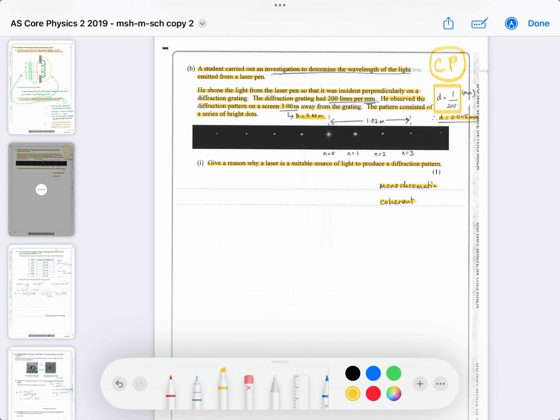So you see the central fringe is n equals 0, and then you've got the bright fringes to each side, and I've drawn them to the right. And they've given us later on in the next question that the distance between n equals 0 and n equals 3, from here to the center here, is 1.02 meters. So that must be in the next question.